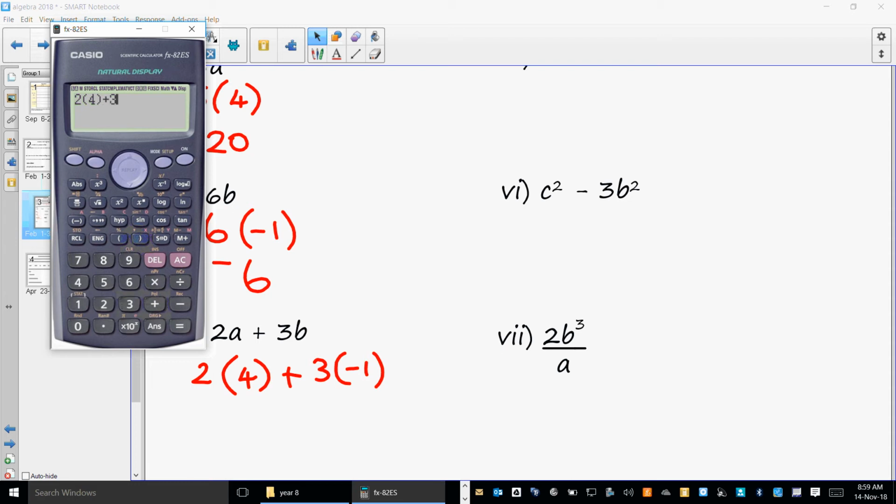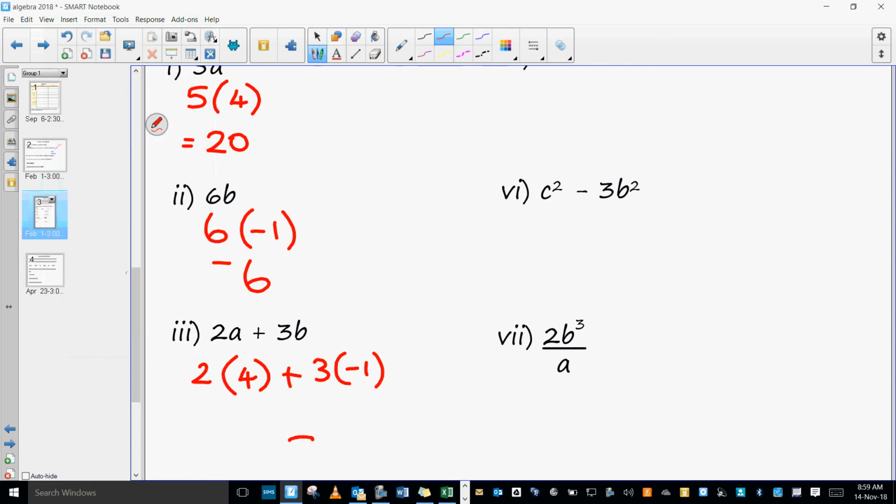Now, this is important. We know not to use this button, don't we? Because negative 1 uses this one up here. This is the negative. It will tell you there's an error. So make sure you don't use this one when you're using negative values. This is the one we use. So we chuck that in, press equals, and our answer is 5.